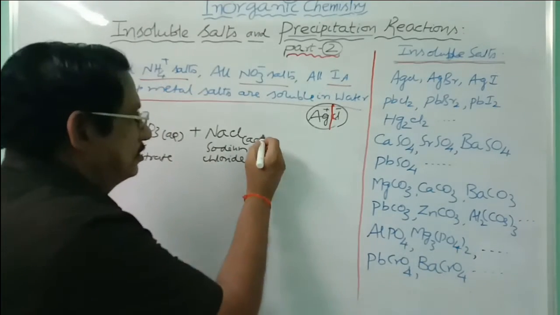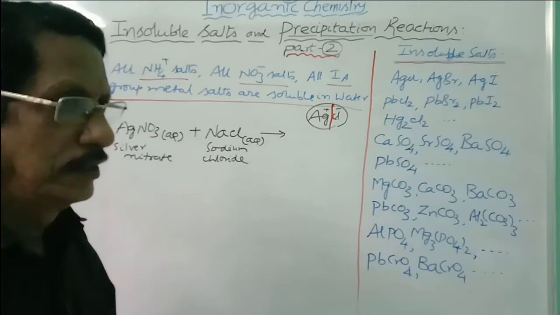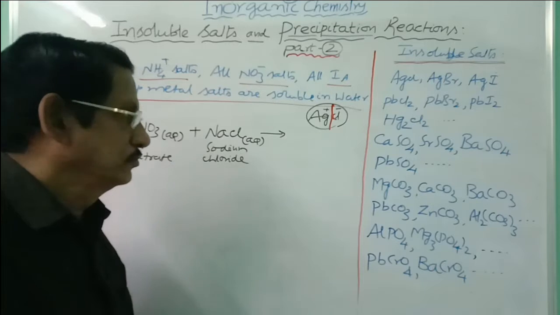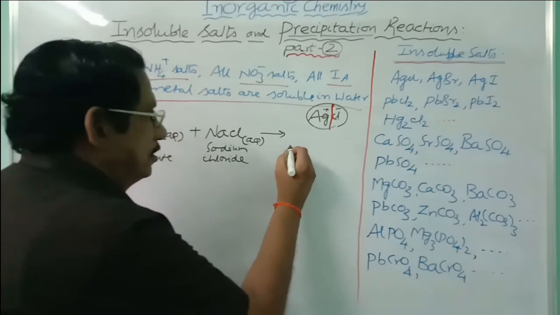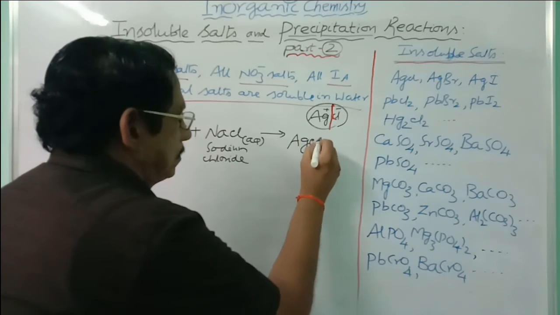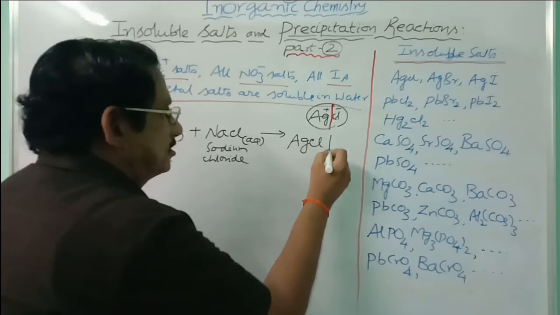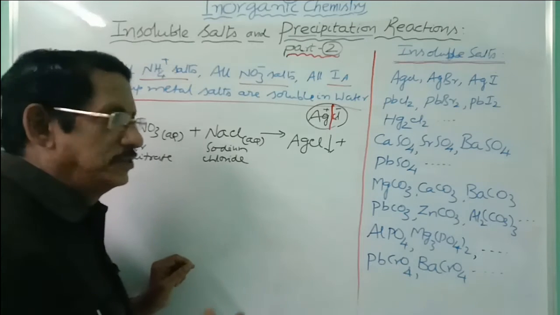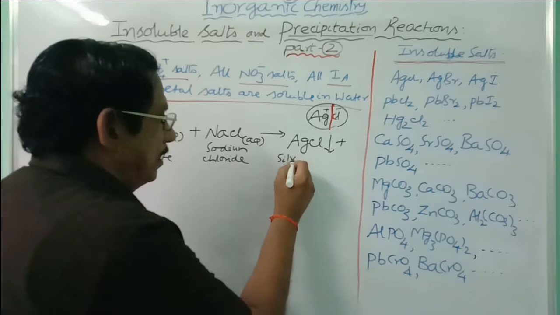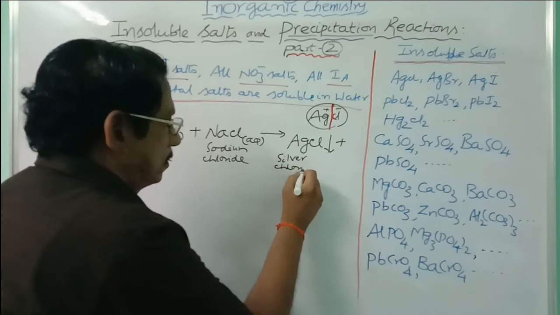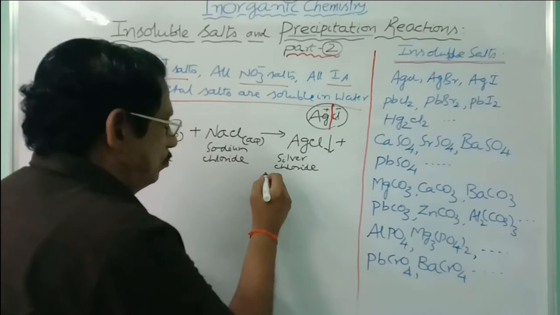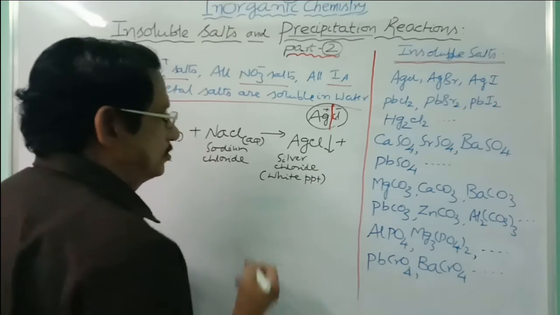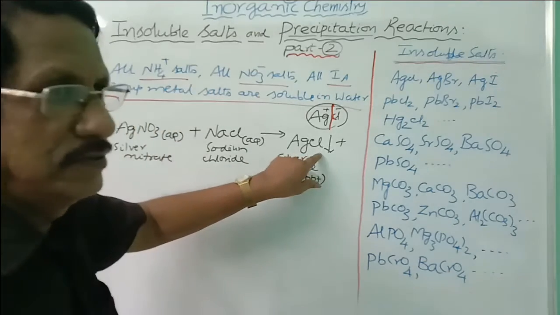What is going to happen? Just observe. Immediately, within no time, you will get AgCl. A white solid is separated. AgCl, white solid is separated. This is silver chloride. Silver chloride is a white precipitate. Precipitate can be written as PPT. PPT means precipitate. This is insoluble in water.